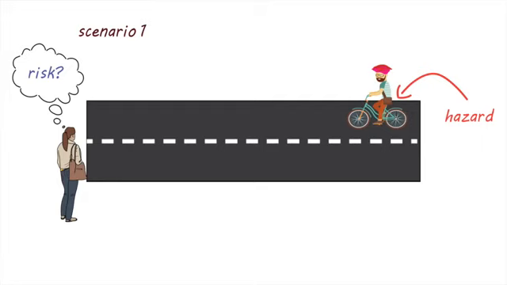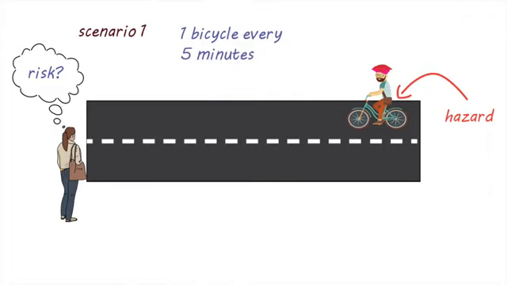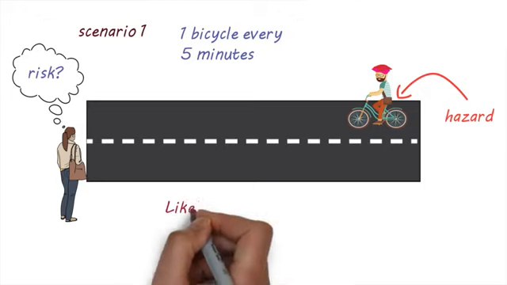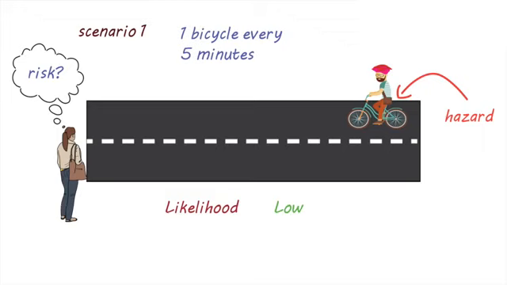Let's also assume that the road is not that busy, and there's only one bicycle every 5 minutes on that road. Now, because bicycles don't go on that road very often, the likelihood of the bicycle crashing into you is low, right? If the bicycle does crash into you, the consequence of that would be relatively low, wouldn't it?